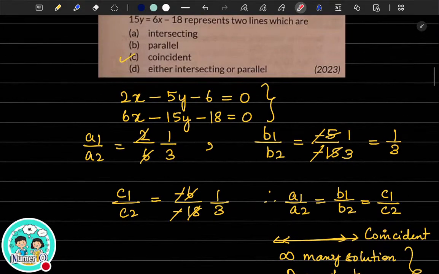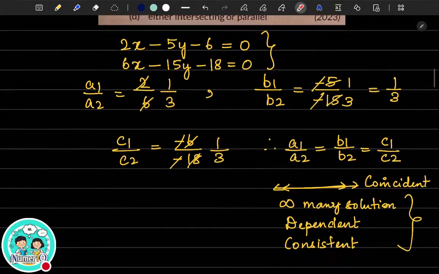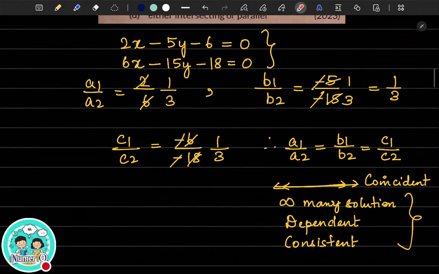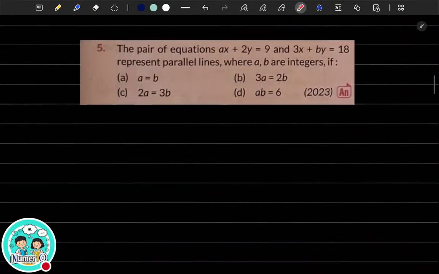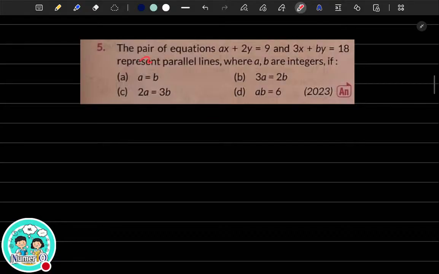Are you able to follow me? Are you able to understand clearly? I hope you're even making a note of these points. Let's move on to the next question, the fifth question. The pair of equations. Okay, thank you so much for responding. Yes, two of you have told me that you can understand. I'm super glad that you're able to understand.